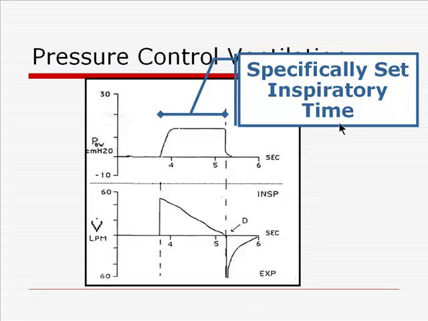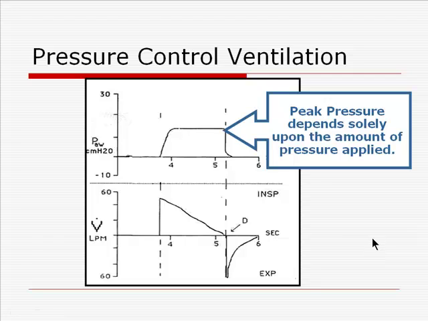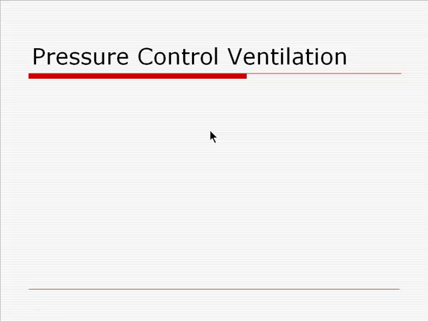The concept behind pressure control ventilation is that by maintaining the peak inspiratory pressure for the length of the physician-set inspiratory time, there will be more time for gas exchange. One of the negatives, at least theoretically, of pressure control ventilation is that during any inspiratory, expiratory, respiratory cycle, if one lengthens inspiration, there will be less time for expiration, leading to the possible development of auto-PEEP. In pressure control ventilation, the peak pressure depends solely upon the amount of pressure being delivered by the machine. The tidal volume will depend upon the patient's lung mechanics.